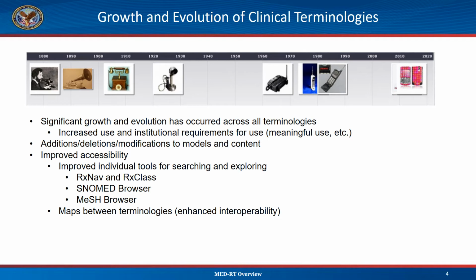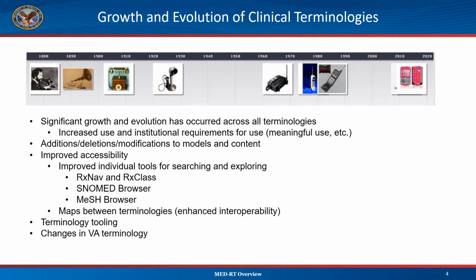Another reason for the growth and evolution of terminologies is increased accessibility. These days, anyone can go online and access tools like RxNav, the SNOMED browser, and the MeSH browser to retrieve information on the spot. The availability of mappings between clinical terminologies also provides us interoperability between them. The tools used to maintain, publish, and view these terminologies have also evolved. We now have the ability to look at multiple terminologies and even create links between them.